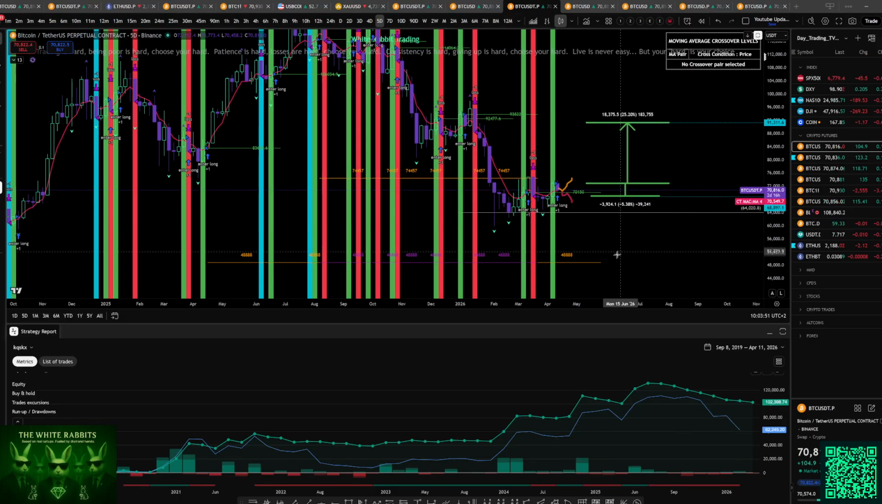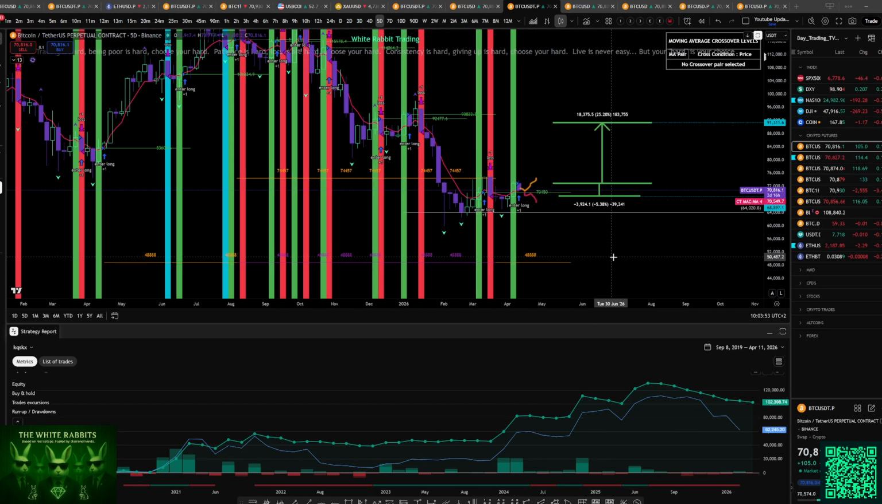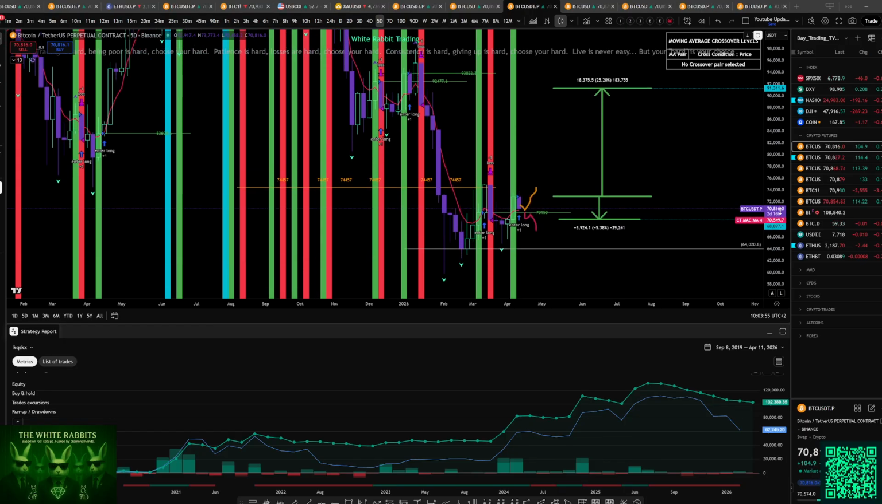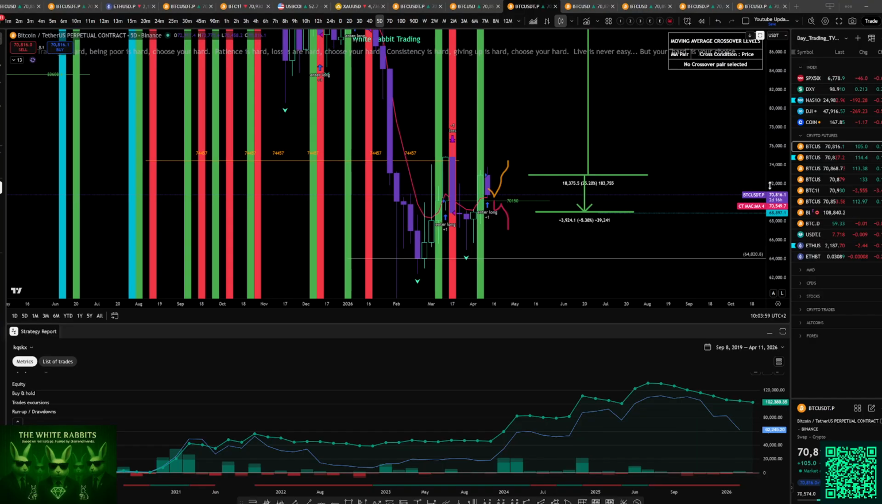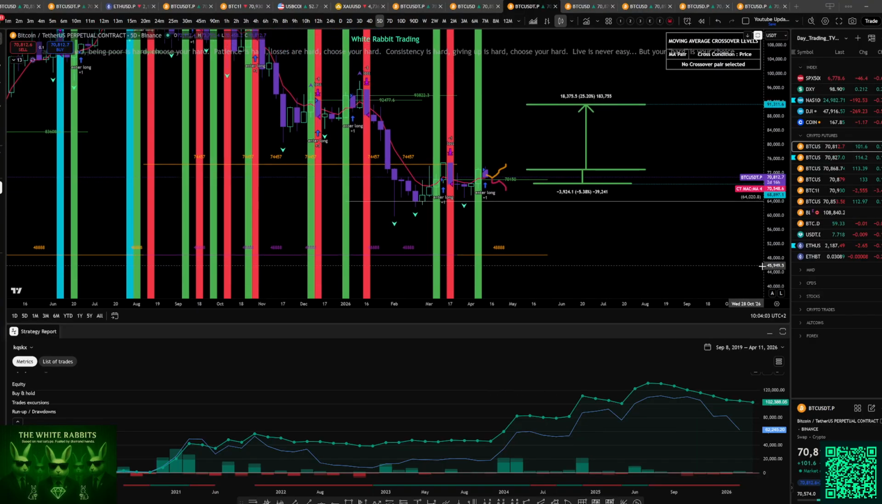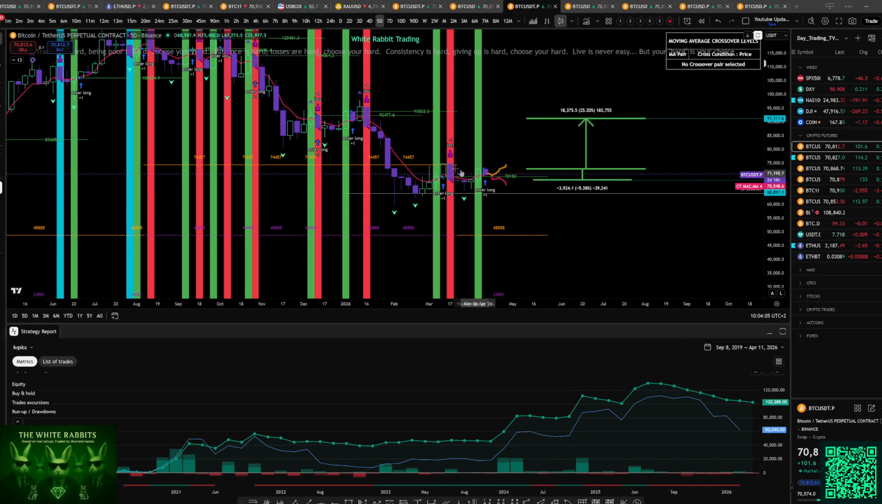Hello and welcome back to the channel. Today, we'll take a look at what is happening locally and go through a few scenarios. First, we have this 5-day setup that has triggered a trade. It's a simple setup I've shown before. Whenever the 5-day candle closes above the 5 EMA, it triggers a long signal.